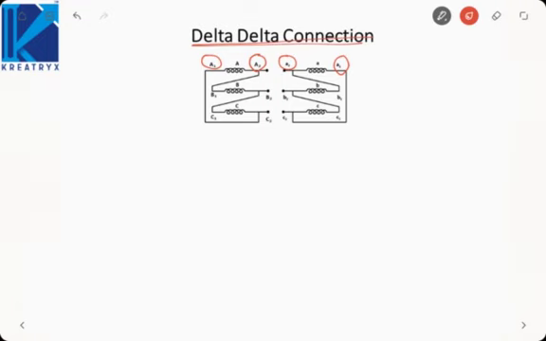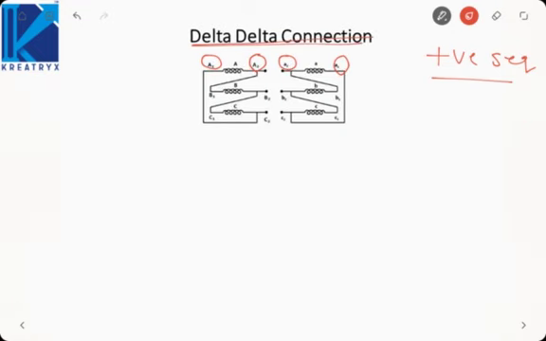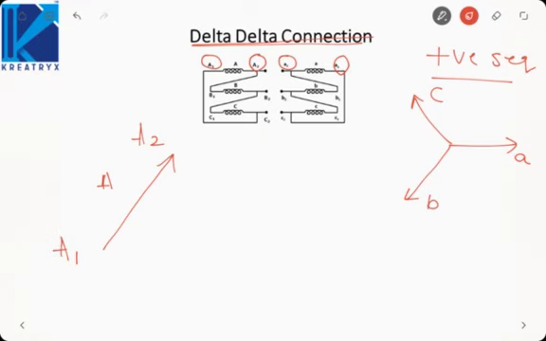We are assuming first of all positive sequence, that is if this is A, this will be B and this will be C. So let us first draw for the primary side. Let me say I am assuming A1, A2 like this. That is my A phase. Now B phasor will lag this by 120 degrees. So it will lag by 120 degrees like this.